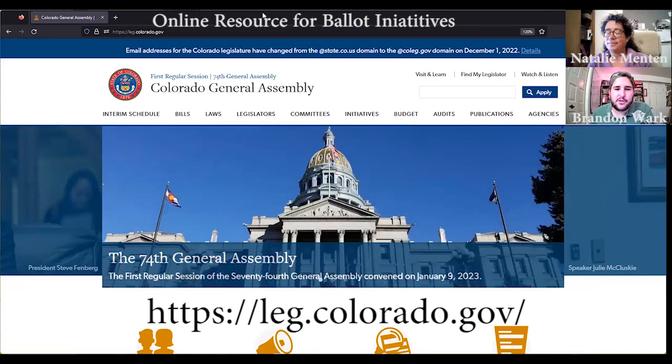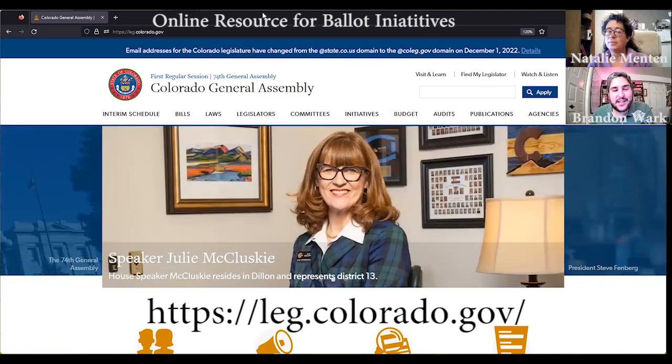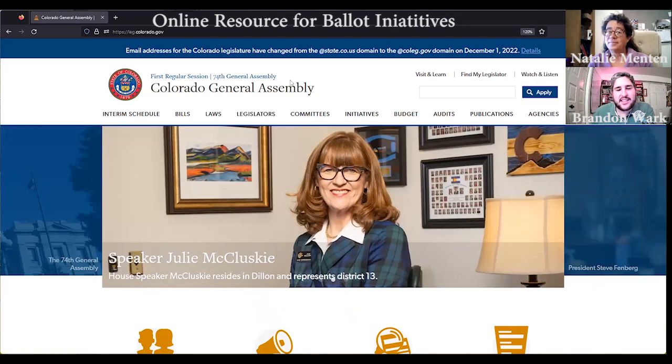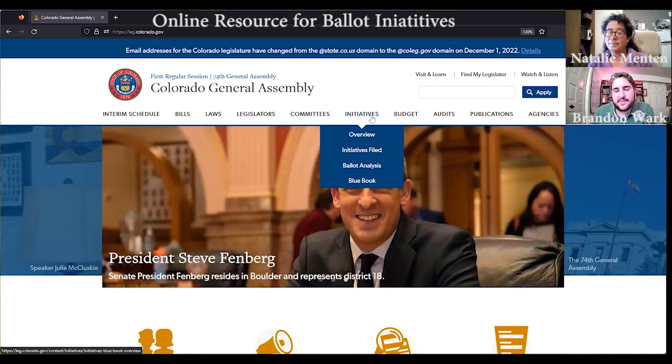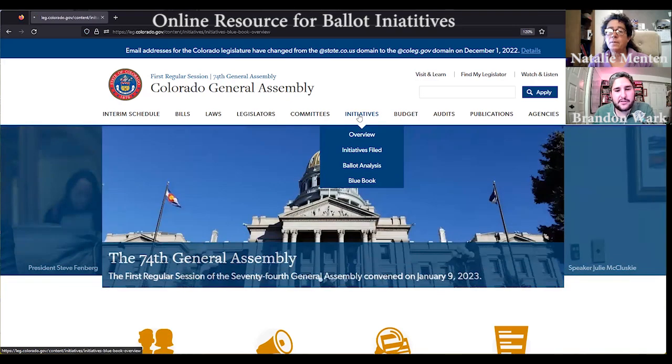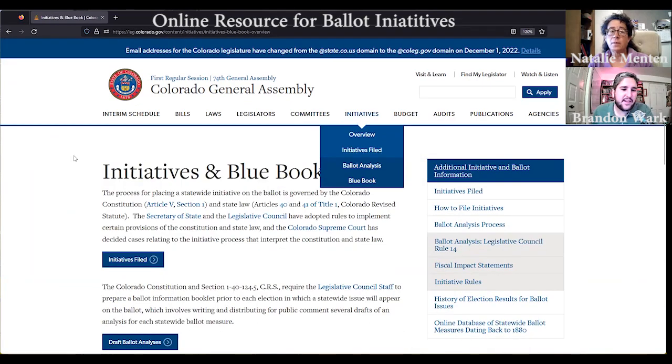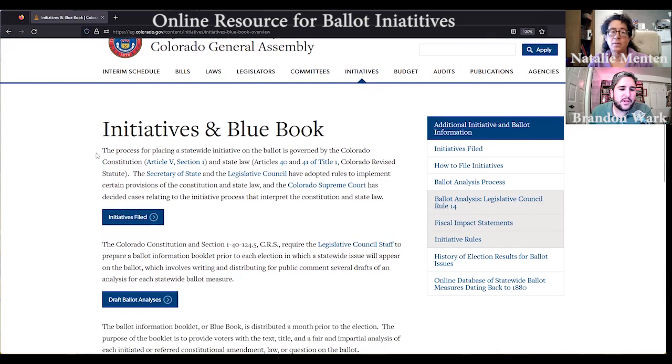leg.colorado.gov, the General Assembly's website, Colorado Legislature. Lots of great information, as we said: committee hearings, bill information, a pretty widely traveled website. But really, what we're going to focus on today is initiatives. On the top menu here is initiatives, and that's what we're going to be focusing on. You can click in on any of these different options, or you can just click in on initiatives itself right there. So, initiative and Blue Book.